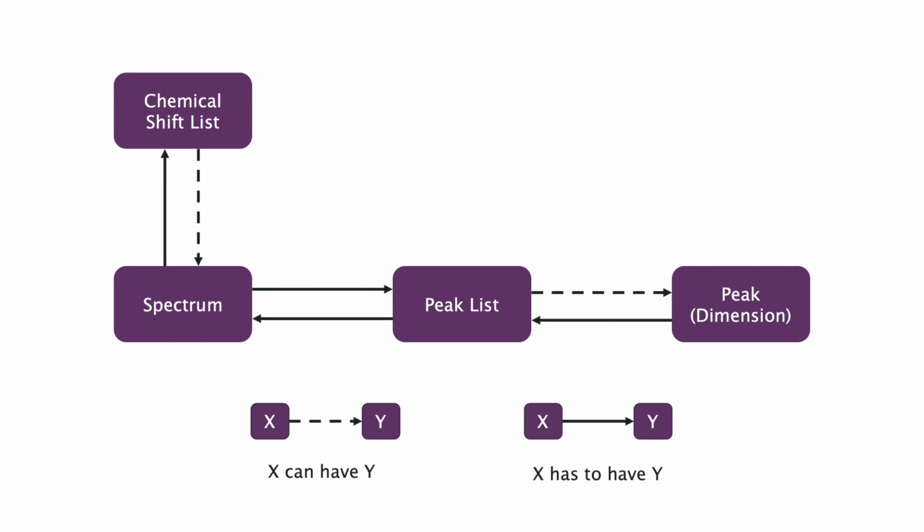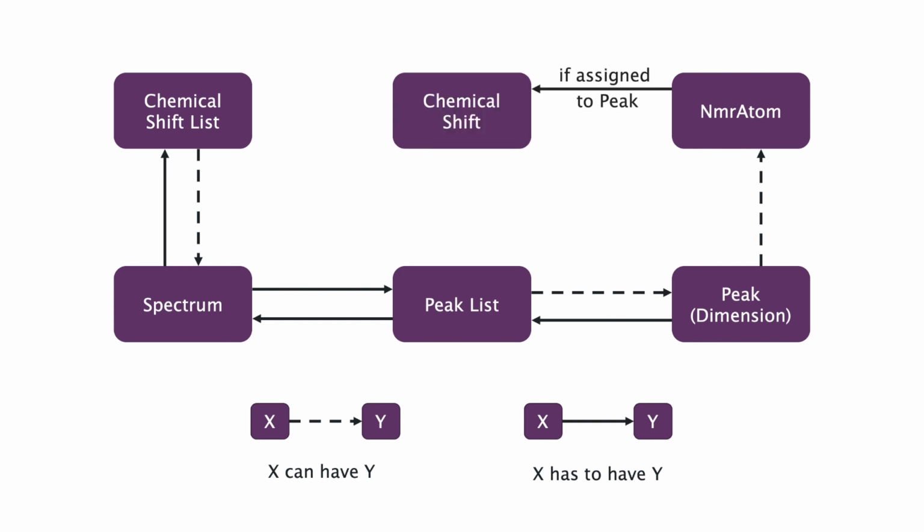Now, a peak doesn't have to be assigned, but you can assign it, at which point it, or literally one of its dimensions, becomes linked to an NMR atom, the label for the peak. At this point, the program will automatically create a chemical shift. If an NMR atom is assigned to a peak, then the program has to have a chemical shift, which basically links the peak position to the NMR atom.